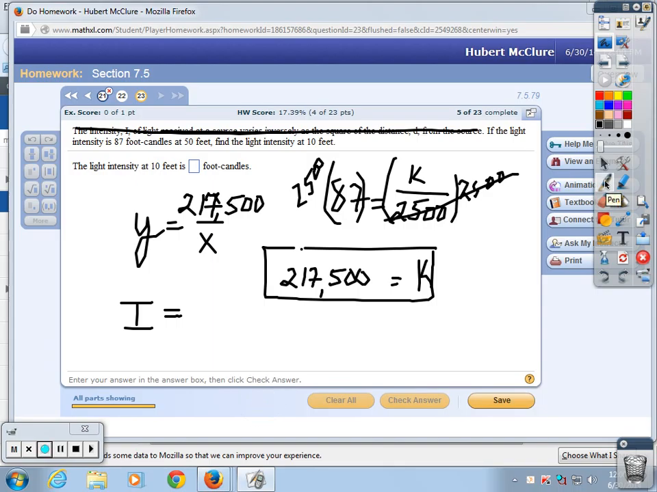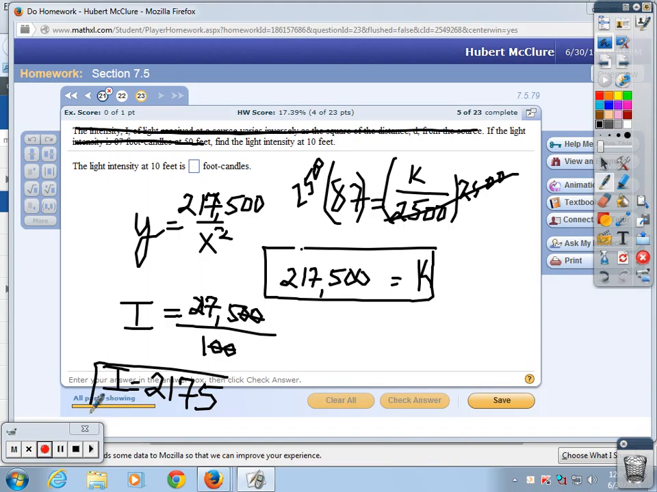So I is equal to 217,500 over x squared. What did they say? Find the light intensity at 10 feet. So that'd be 217,500 divided by 100, or 10 squared. And what does that give you? 2,100 and what? Yep. Didn't even need a calculator for it.